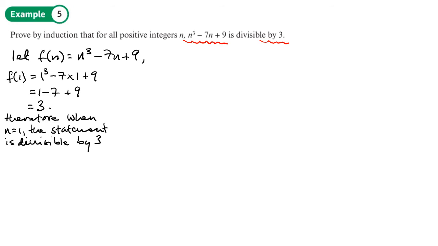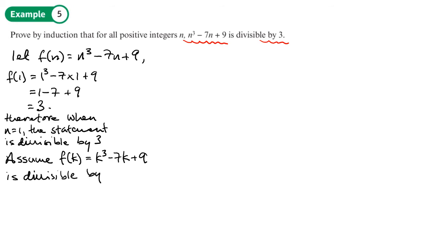Okay. Next step is our assumption. Again, we don't need to write the word assumption. We can just write something like assume f of k, which is going to be k cubed minus 7k plus 9, is divisible by 3. If we write this as we go along, it saves us writing a huge long conclusion at the end, because we're writing our conclusions as we go along. So we assume f of k is divisible by 3.